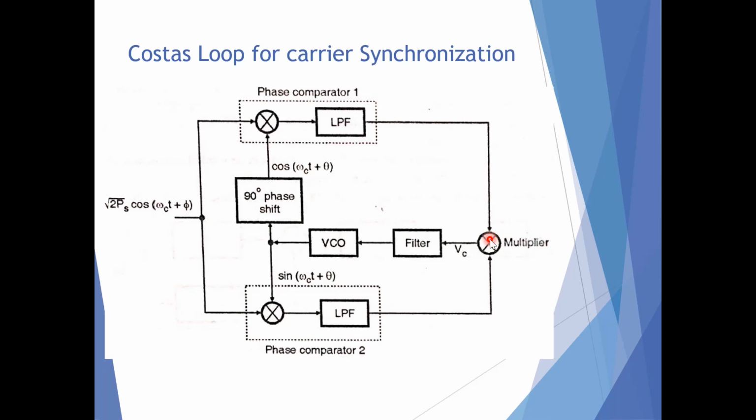This is Costas loop, consists of two phase comparators and VCO along with a 90-degree phase shifter. The VCO, that is voltage control oscillator, generates a carrier frequency Fc with an arbitrary phase angle theta. This carrier signal is applied to the phase comparator 1 through 90-degree phase shifting network, whereas it is applied directly to PC2, that is phase comparator 2. Both the phase comparators receive the BPSK input signal, that is under root of 2Ps cos of omega c t plus phi. So mathematically we will see how we will get a carrier synchronization with the help of this block.